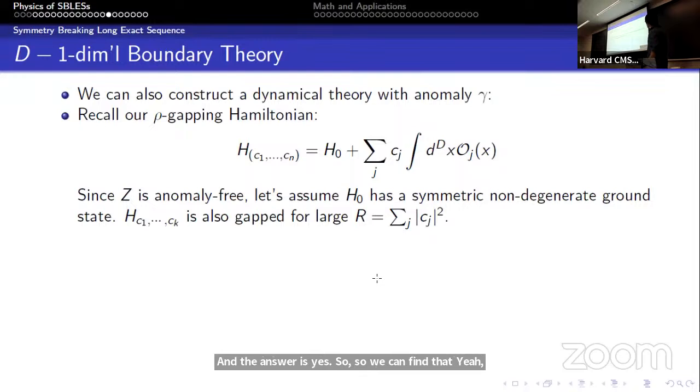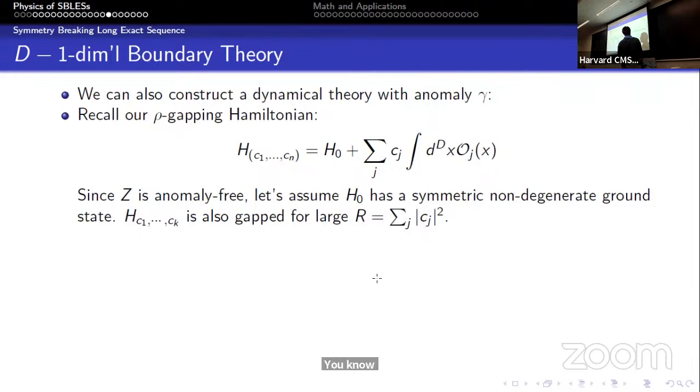So remember, here's kind of how our row gapping works. But now, in the case where H0 is anomaly free, why don't we just assume that I symmetrically form the theory such that H0 already has a symmetric origin. So if I think about this as a family of theories over this parameter space, why don't we assume the origin is already non-degenerate. But furthermore, what do we know is that this is a row gapping.